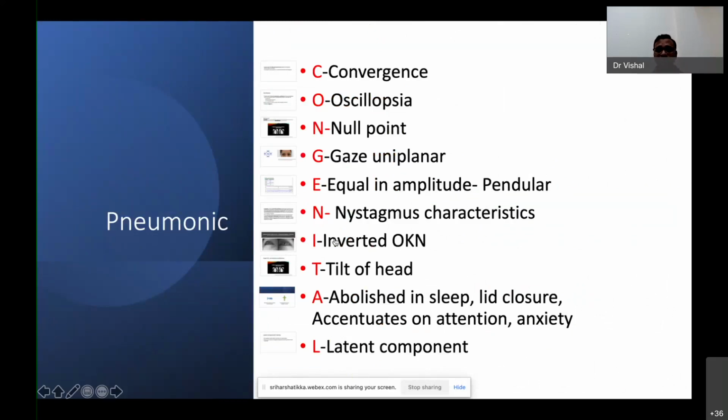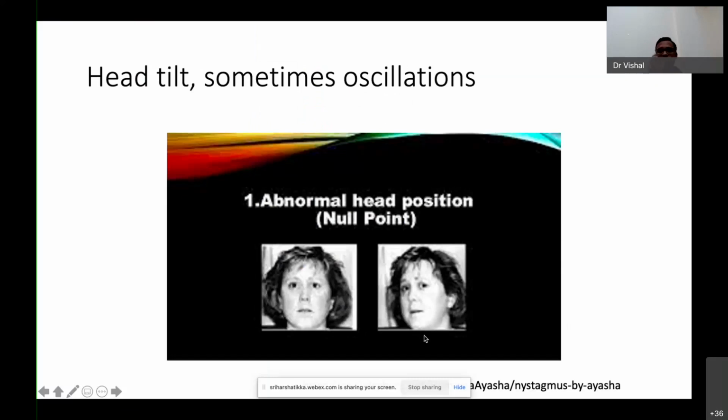Now coming to the next finding, that is T. T stands for tilt of head. The head tilt I have already discussed. The patients can develop head tilt because of the null point. Because of the null point, they try to adjust their vision so that they are looking through the null point, and they try to keep the straight ahead position by head tilt. They feel the foveal vision improves in this position, and that can be used as a tool for surgery. If the patient has head tilt, the surgery can help them.